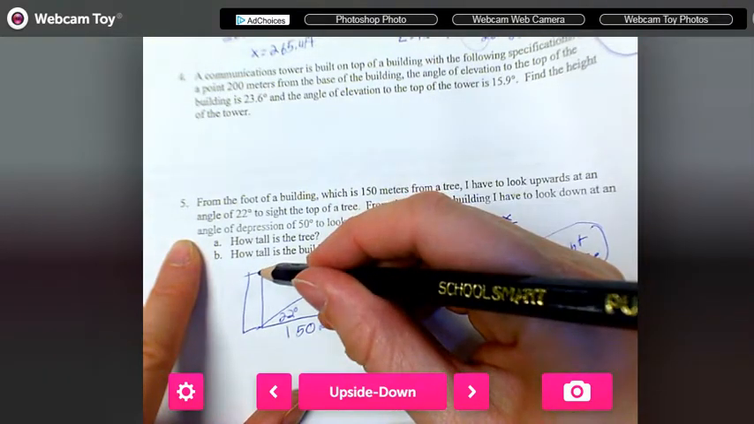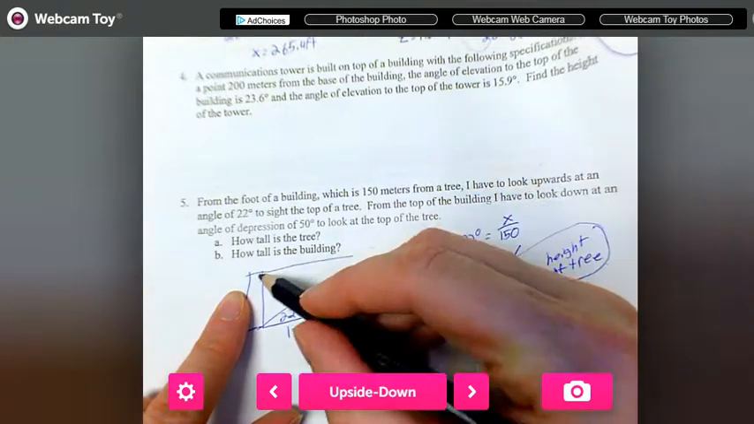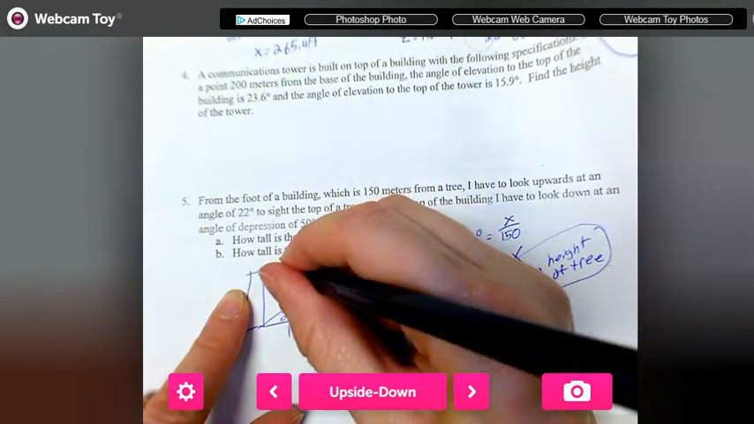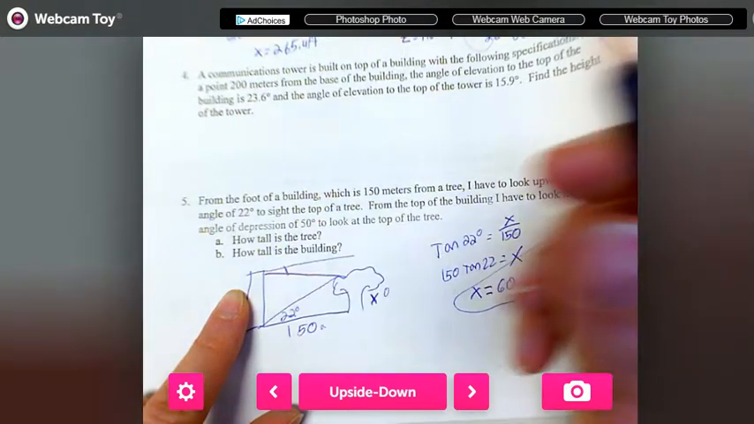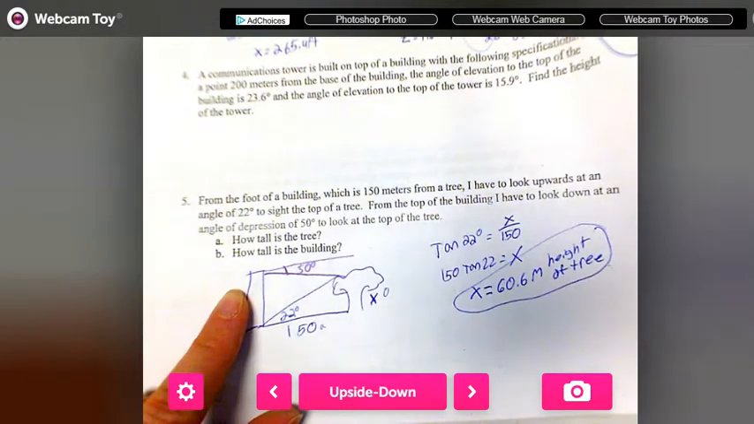So if I'm looking, so that's straight up the top, right? That's my angle of depression right there. If I'm looking down, that is 50 degrees. How tall is my building going to be?